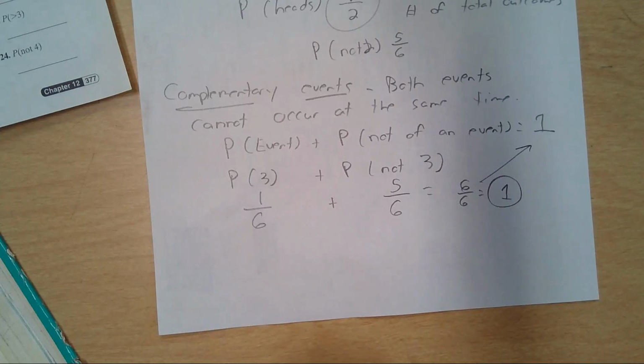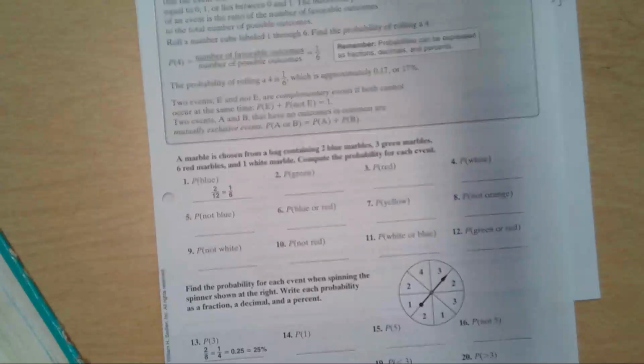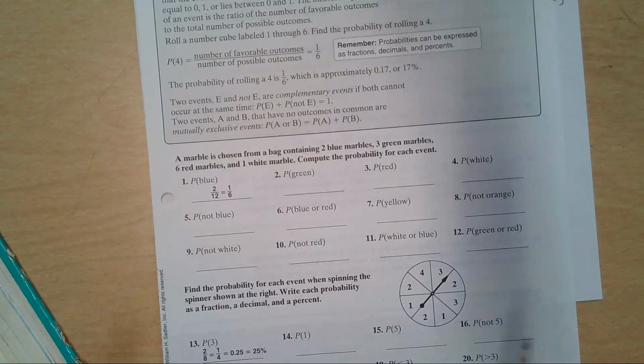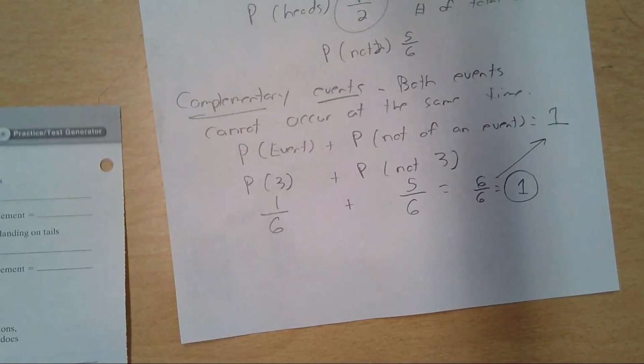So when they're talking about these complementary events here, we're saying that both of those things can't happen. If I roll a dice, I can't both roll a 3 and not roll a 3, right? One or the other is going to happen here. Either I roll it or I don't roll it here. So you'll be asked about complementary events again.